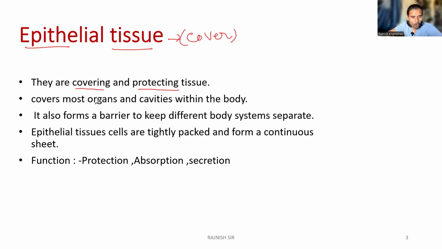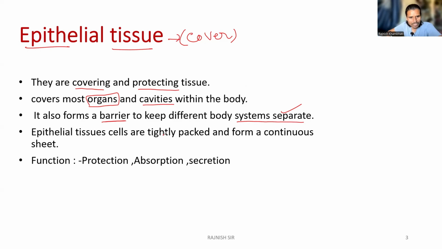Epithelial tissue covers most organs. It covers organs, and it covers the cavity within the body. If there is a cavity within the body, it is covered and protected by epithelial tissue. It forms a barrier. Obviously, it is an outer covering, so the cover is in between 2 different things, 2 different places. That is how it creates a barrier which keeps different body systems separate from each other. So it also separates 2 systems.